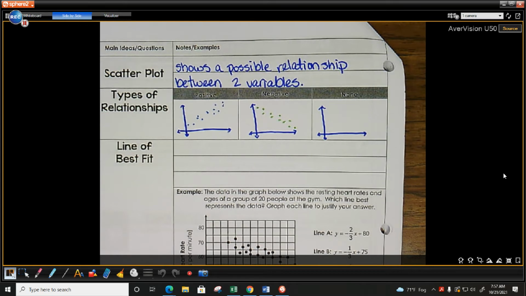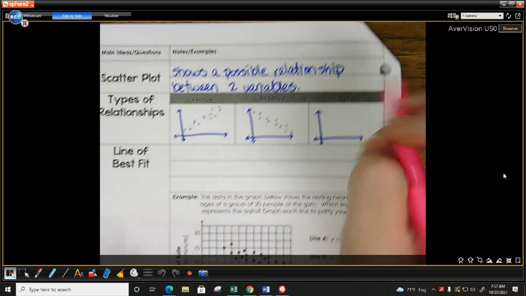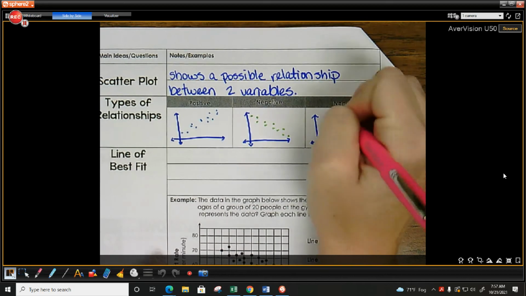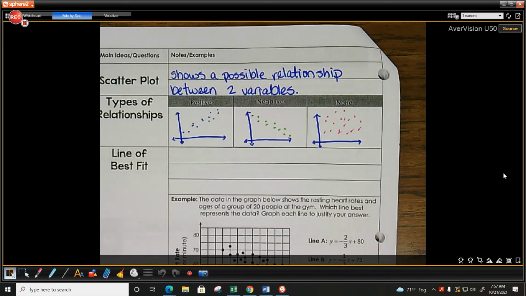What do you think no correlation or no relationship looks like? Looks like my graph got chicken pox. There's no rhyme or reason to those points we plotted. Okay?